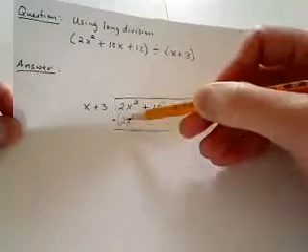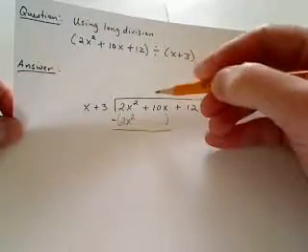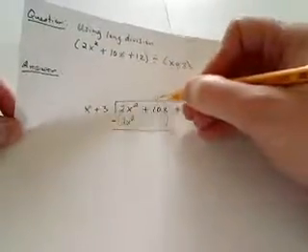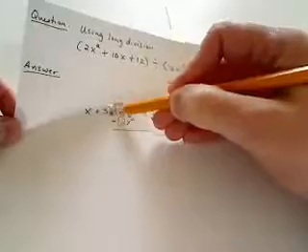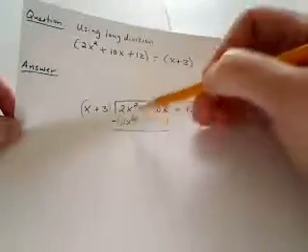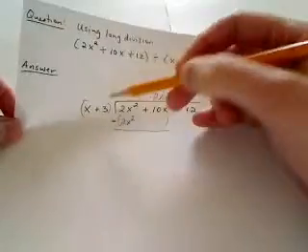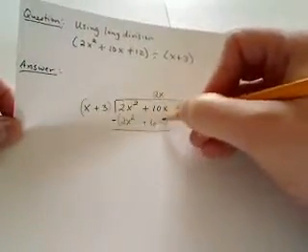Now in order to get 2x squared here, we have to put in 2x up here. Because when we distribute 2x times all of this, 2x times x is 2x squared, and 2x times 3 is 6x. So we have plus 6x here.